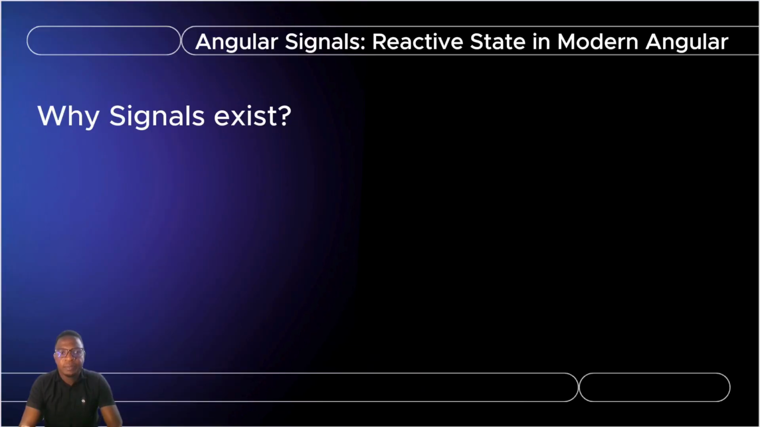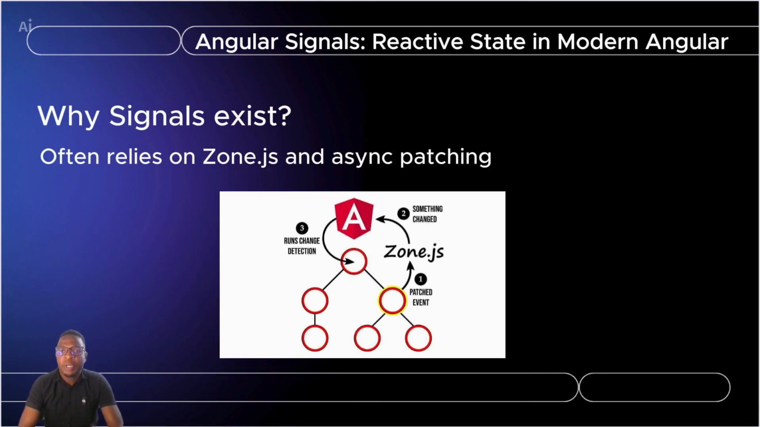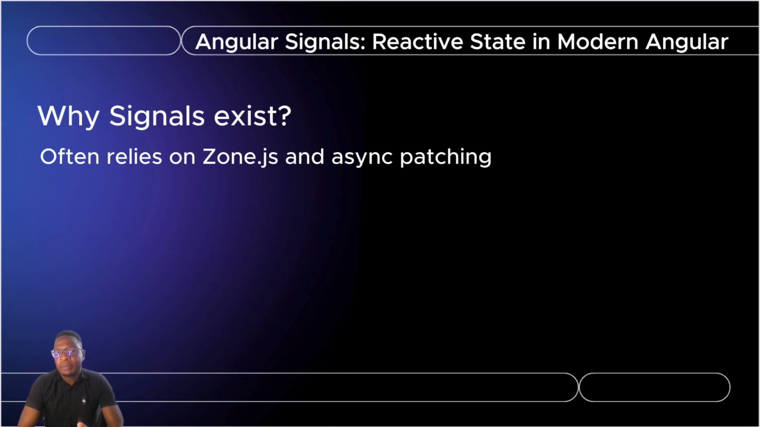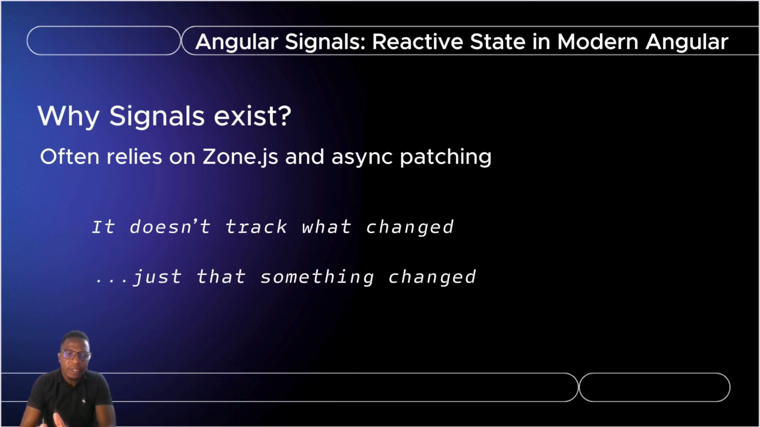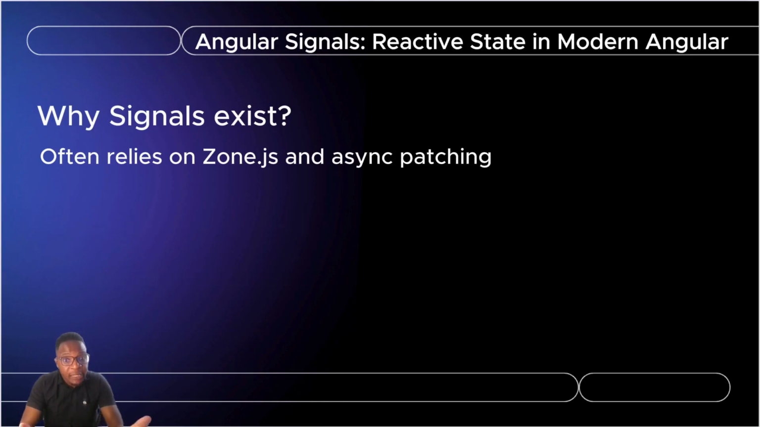And on top of that, Angular has historically relied on Zone.js, which patches async operations in the browser. That's how Angular knows something might have changed, so it better run change detection. But again, it's a bit of a blunt instrument. It doesn't track what changed, just that something has changed. So you end up with a system that works, but is not always precise.